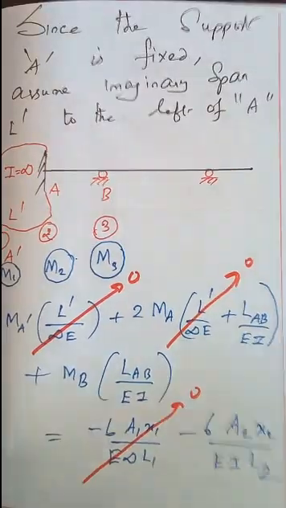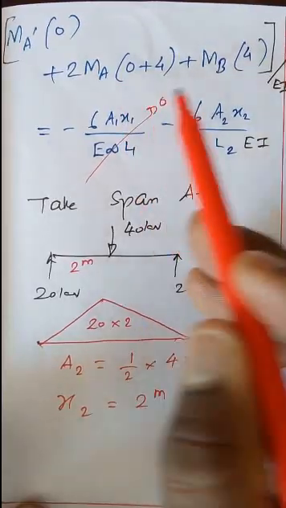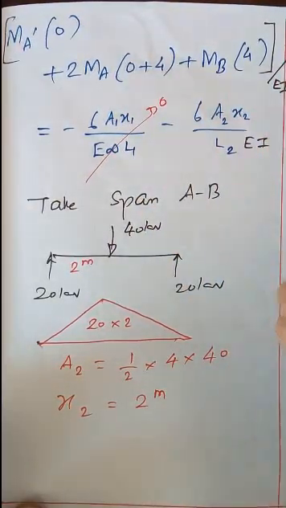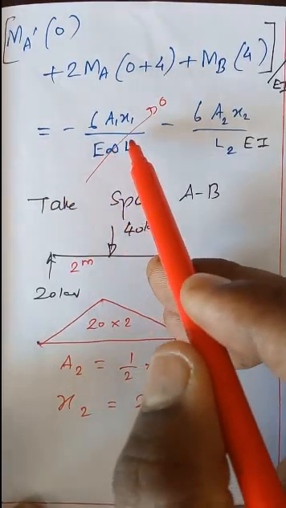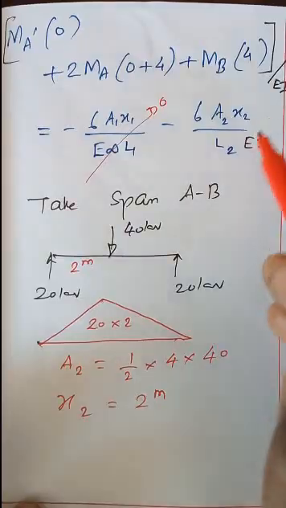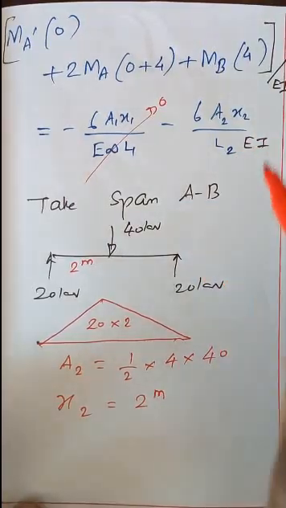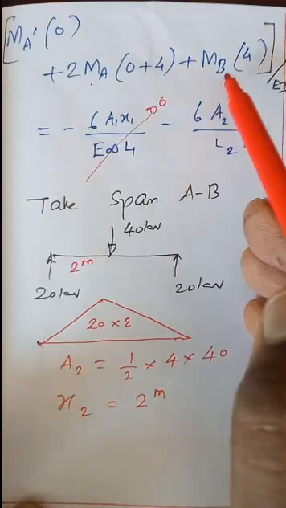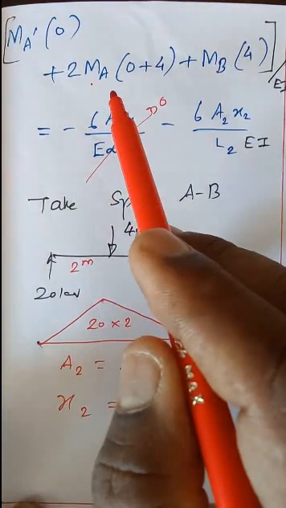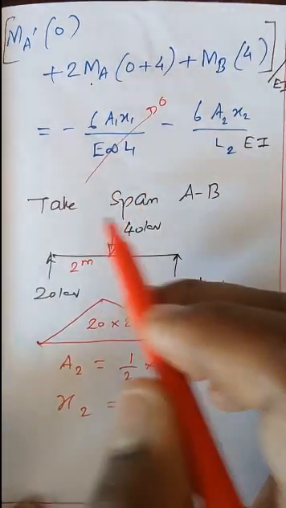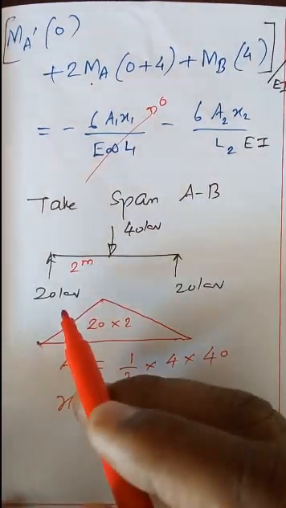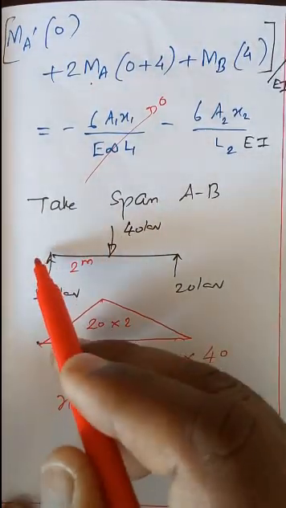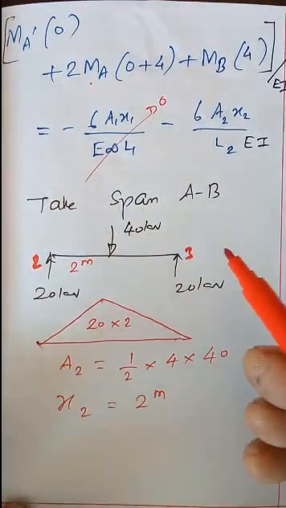So we are left with MA dash into 0 plus 2 MA into 4 plus MB into 4, divided by EI, equals minus 6 A1 X1 by E infinity L1 minus 6 A2 X2 by L2 into EI. Now we have only MA and MB. So this equation will have MA and MB, and we will try to evaluate A2 and X2. Here you can see that this is point number 2 and this is point number 3.